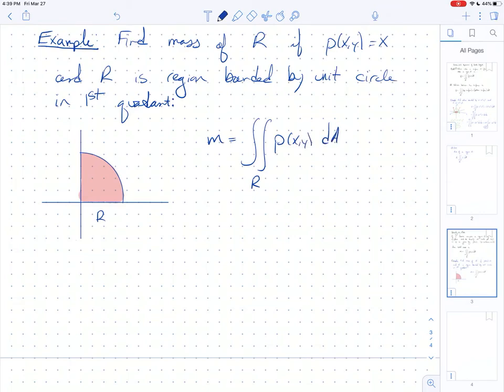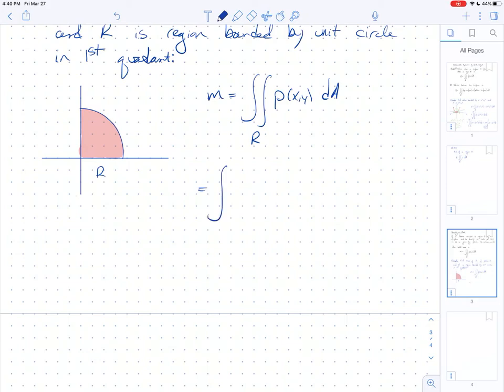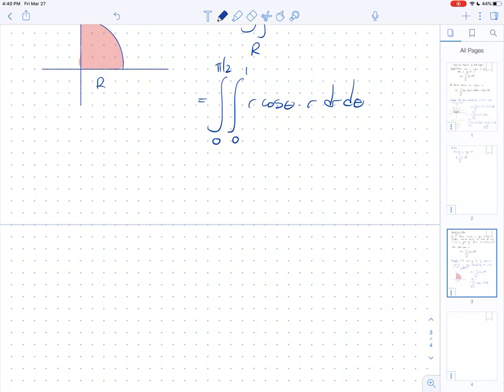This one should be pretty clear at a glance that you're going to want to switch to polar. So r is going from 0 to 1, theta is going from 0 to pi halves. Rho of xy is just x, so I'm going to get an r cosine theta times an r dr d theta. So this is going to be the double integral from 0 to 1, 0 to pi halves, r squared cosine theta dr d theta. Neither of these two integrals is that challenging.